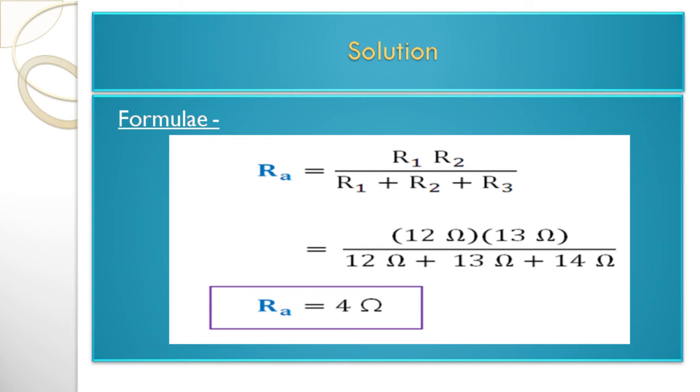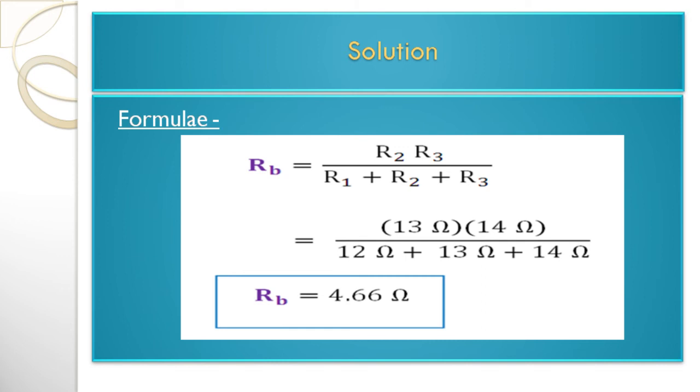Using formula of resistance RA of star network as resistance RA is equal to delta network resistances as R1 into R2 divided by R1 plus R2 plus R3. Now substitute values of resistances R1, R2 and R3 using delta network as resistance RA is equal to 12 ohm into 13 ohm divided by 12 ohm plus 13 ohm plus 14 ohm. Then value of resistance RA is equal to 4 ohm. We get a value of RA is equal to 4 ohm.